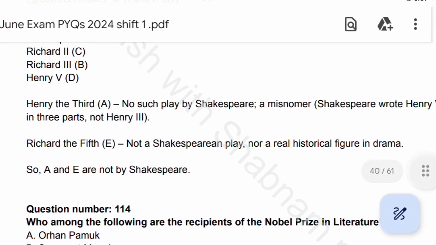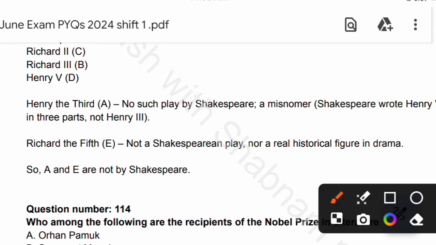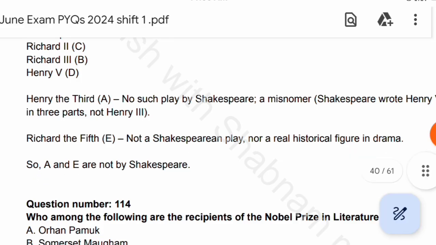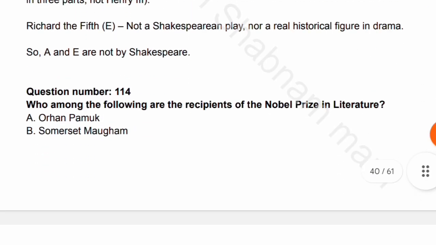So who wrote this work? Henry the Third is not such a play by Shakespeare. It is a misnomer. Shakespeare wrote Henry the Fourth and Henry the Sixth in three parts, not Henry the Third. Richard the Fifth is not a Shakespearean play, nor a real historical figure in drama. So A and E are not by Shakespeare. Let's move on to the next question.